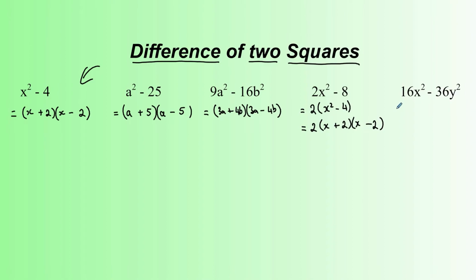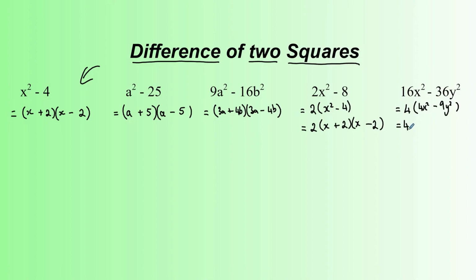Same idea with the final example here. You'll notice here that these are actually both squared terms, and some people might forget to look for the common factor first, because 16 and 36 are both squared numbers. But you've got to look for that common factor, and they're actually both in the 4 times table, so we want to take that 4 as a common factor out first. That leaves us with 4x squared minus 9y squared.